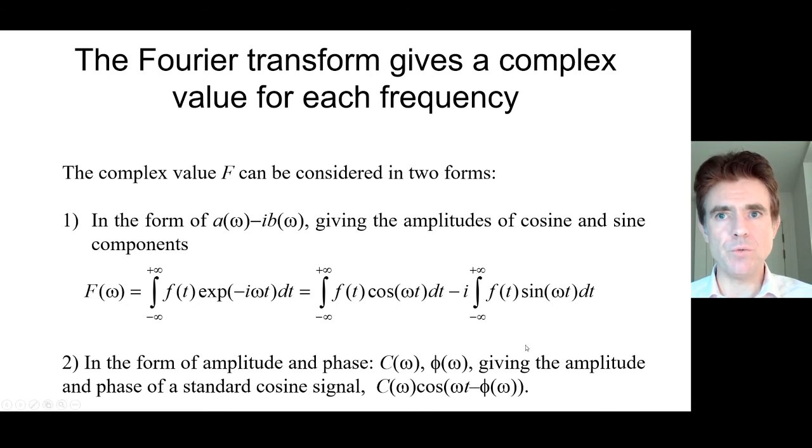Alternatively, as we know, we could represent this complex quantity not just in the form of real plus imaginary, but we could also express it in terms of amplitude or magnitude and phase on the complex plane as well. So therefore, we could regard this as giving us the amplitude or the magnitude of a cosine function of a particular frequency and with a particular phase shift.